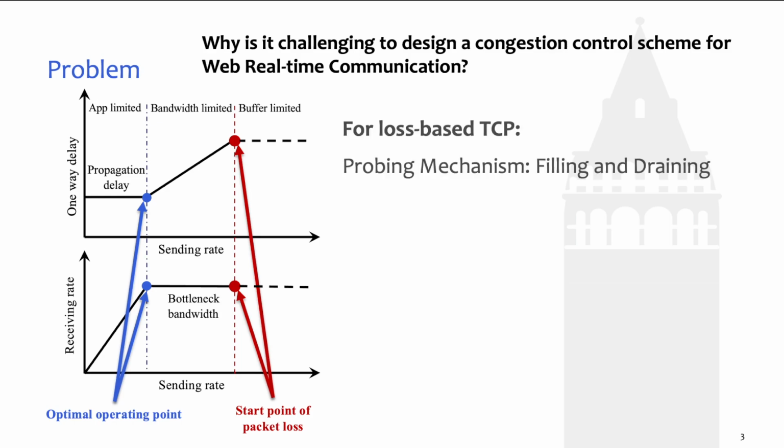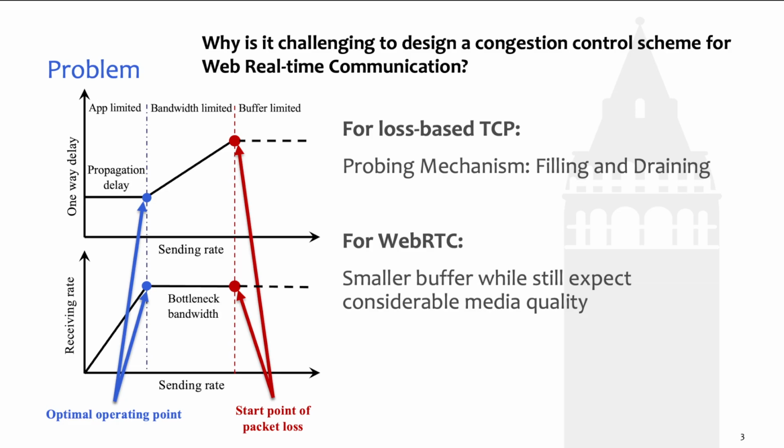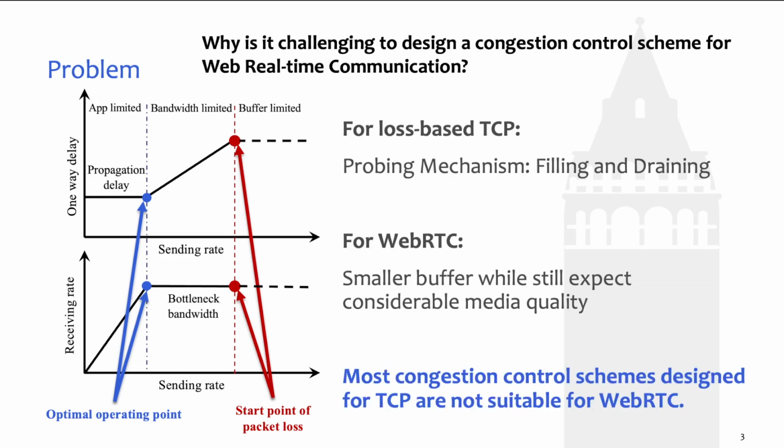Existing congestion control schemes for loss-based TCP are mainly based on filling and draining logics to address the problem. But WebRTC apps have stricter requirements on latency than loss-based TCP network scenarios, while still expecting high-quality media delivery. It treats the excessively delayed packets as losses, which may bring severe damage to media quality. Therefore, most congestion control schemes designed for TCP are not suitable for WebRTC.